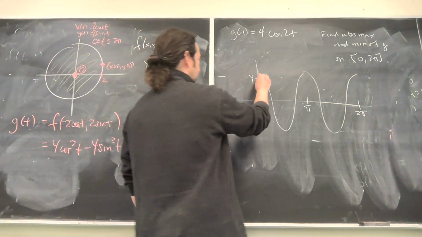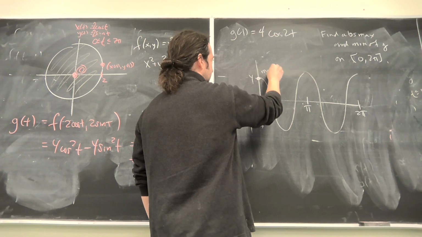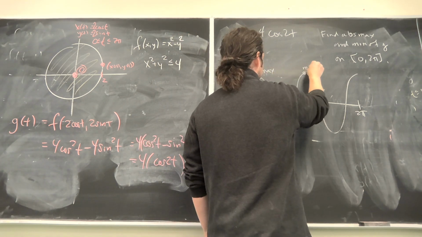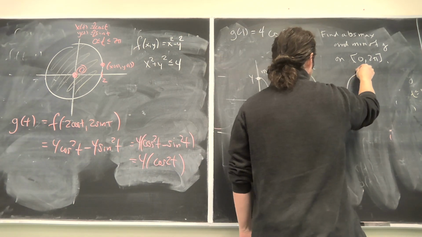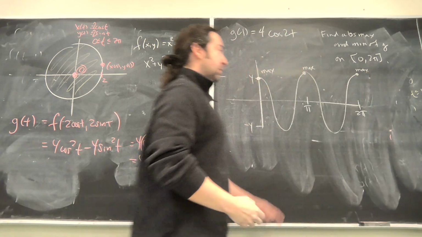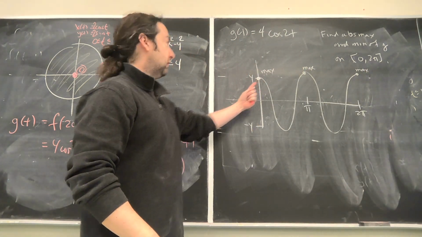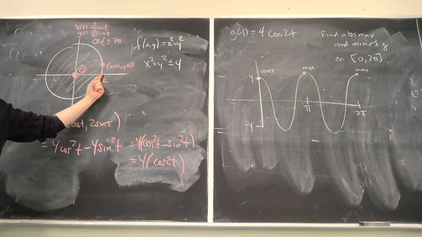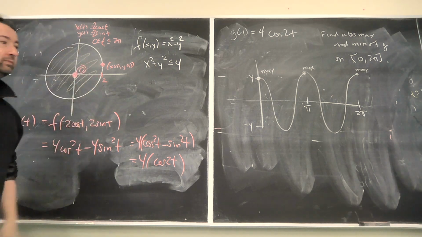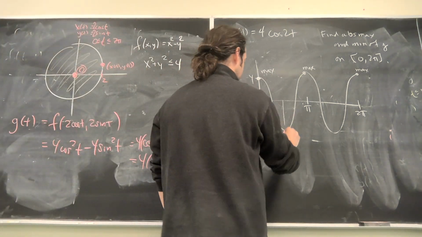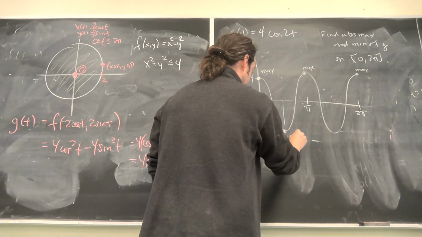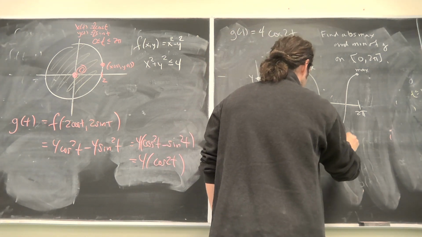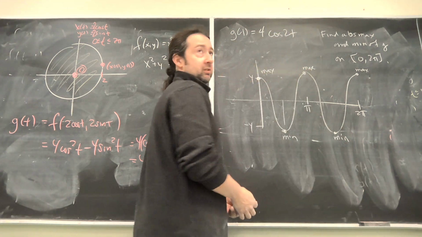So it has maximum values here, here, and here. But remember, the values that it's producing, that 0 and 2 pi are the same point on the circle because you've come all the way back around again. And the minimum values happen here and here. And you could just read off.